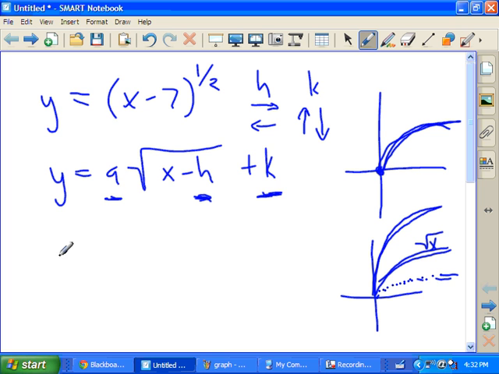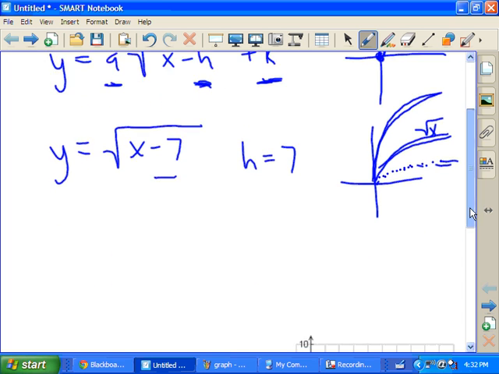So let's remember that. The other thing is that this is really x minus 7 to the 1/2 power, I hope you see that that is the square root of x minus 7. So first thing off the bat is I know that this is my h. It's looking for a negative, and we have a negative, so h is 7. Now that means it shifts the graph over to the right 7 places. Okay, I hope you know that from past experience in that graphing curve.